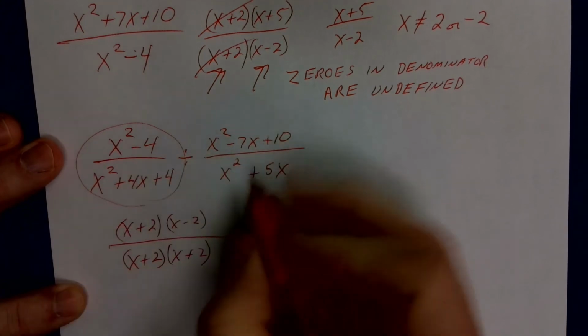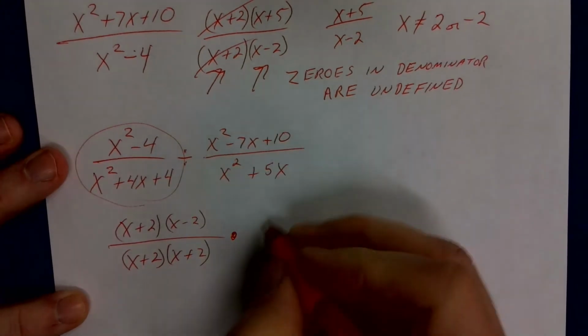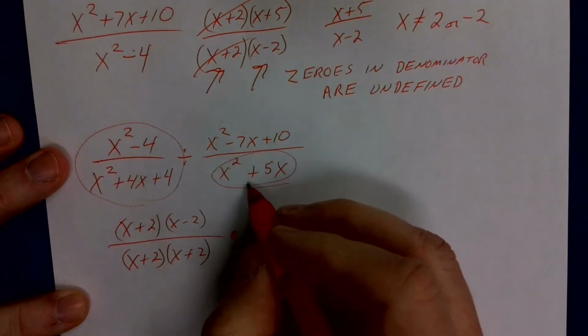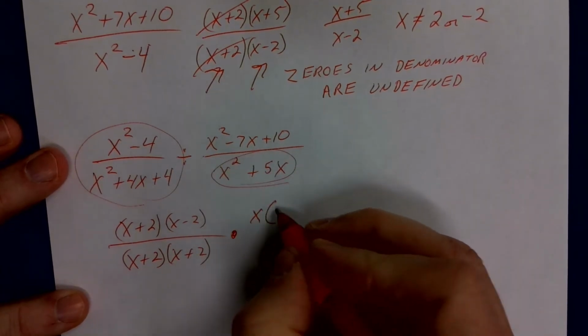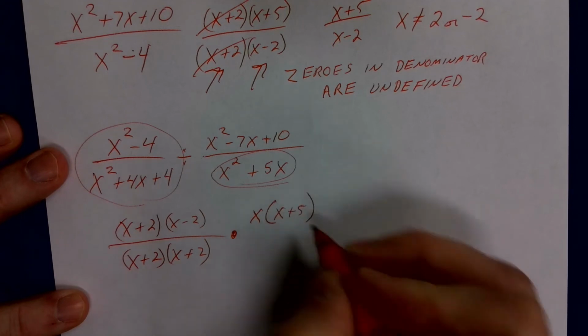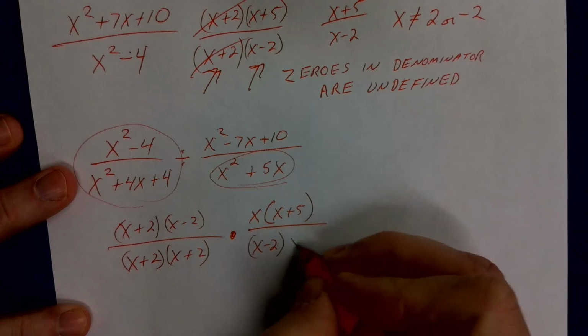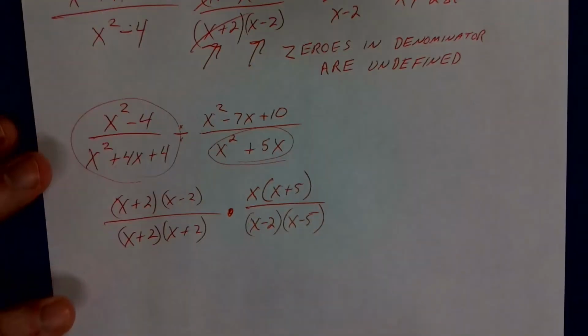Copy it, change this to a dot, change this to multiplication, and flip this one. So on the top, this x squared plus 5x, or it was on the bottom, now it's going to be on the top. I can pull out an x and get x plus 5. And in the bottom, I'm going to get x minus 2 and x minus 5, like that.